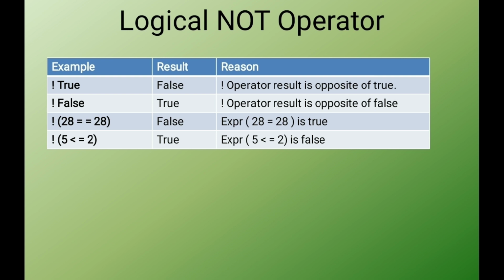First we have the logical not operator. As I had told you, the logical not operator inverts the value of the relational expression. In that case, if the condition is true, then the result will be false. Consider the example 28 equal to 28. Both values are equal to each other, but your result is false because it inverts the value of the relational expression. Second, we have 5 less than or equal to 2. Now 5 is not less than 2, nor is it equal to 2. The condition is false, so the result is true.